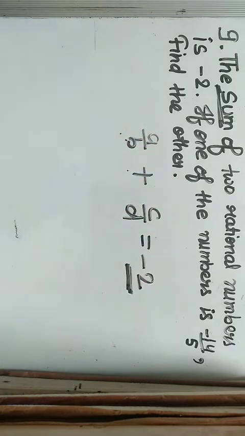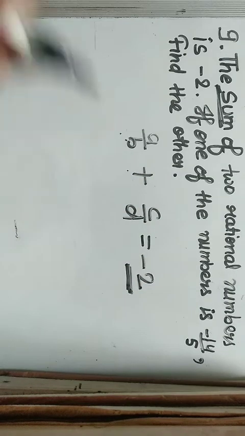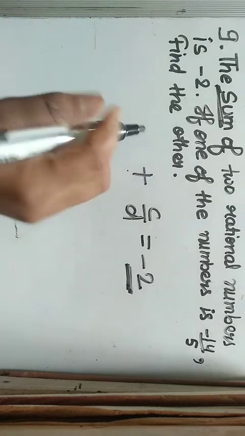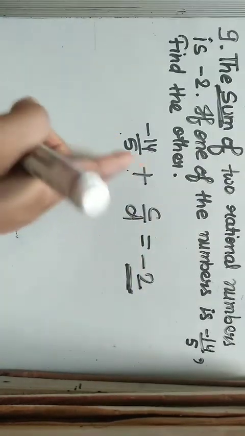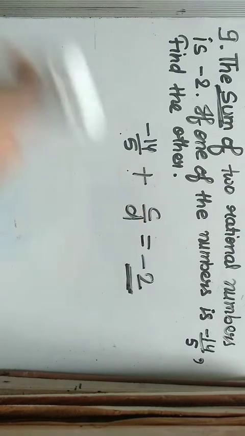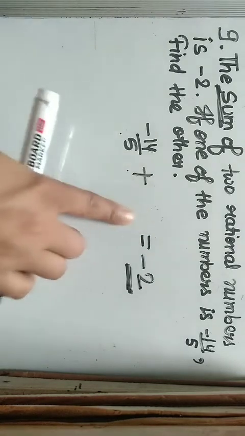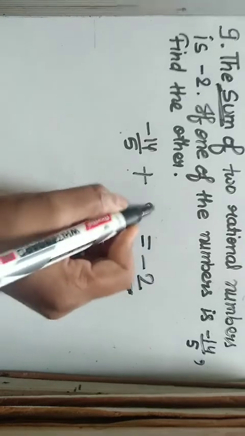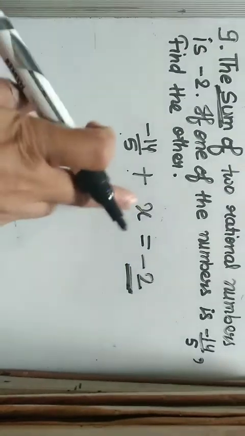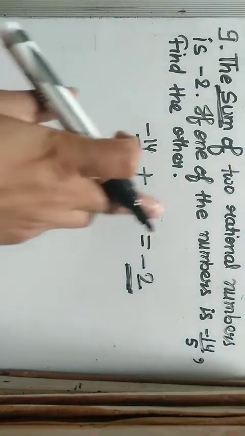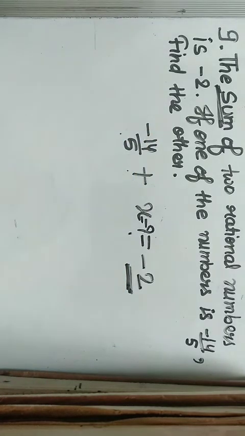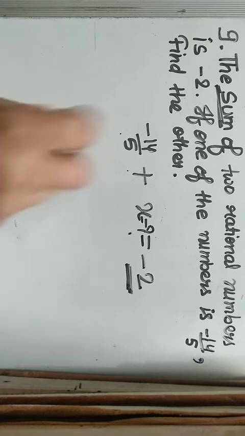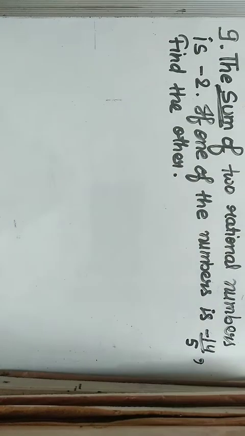If one of the rational numbers is minus 14 by 5, suppose in the place of a by b we have minus 14 by 5. One of the numbers is given and we have to find the other. And this c by d we can also write as x, meaning we have to find the value of x. That another rational number, what is the value of this x? So how to solve this question? Please look at the solution.